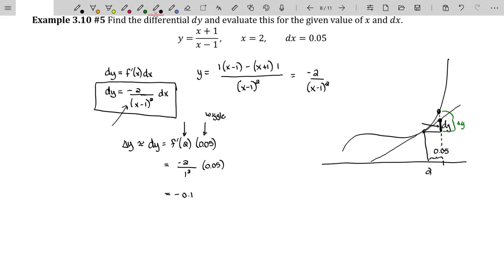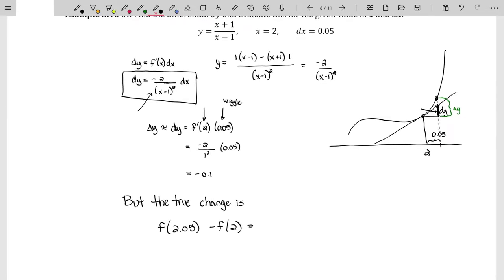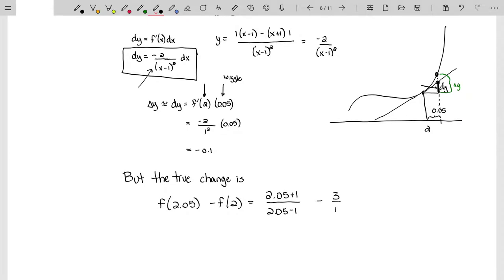We might as well just compute that true change in value. But the true change is f of 2.05 minus f of 2. And you can see immediately why I didn't want to evaluate my actual function at 2.05, because it's not going to be a fun computation. 2.05 plus 1 divided by 2.05 minus 1. And we're going to subtract our function evaluated at 2, so that's 3 over 1. And what do we get?